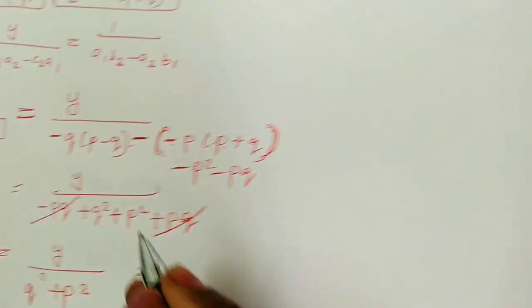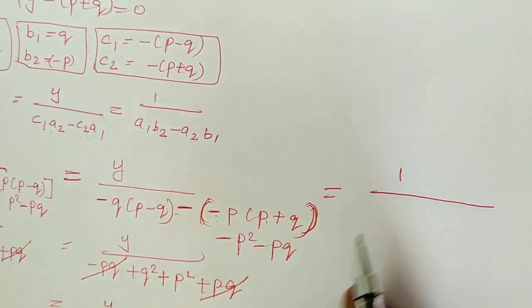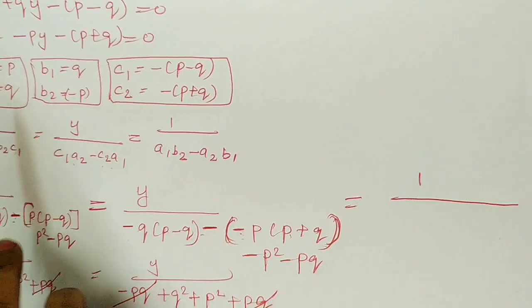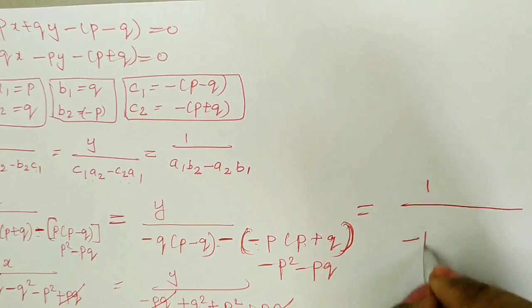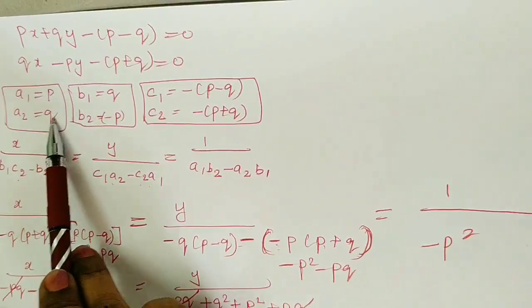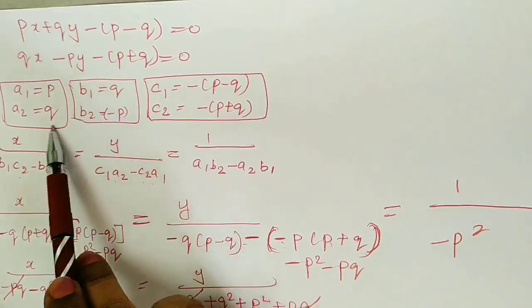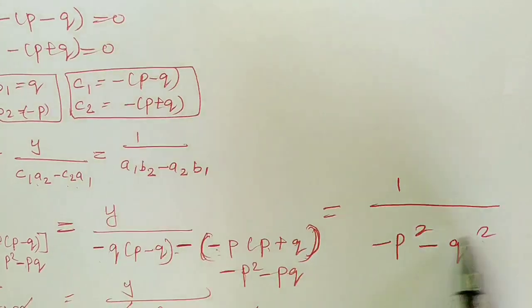Now we'll find the value for third part. Third part is 1 by. What's the value? 1 by A1 into B2. A1 is here, B2 is here. If you multiply, you will get minus P square. What is the next term? A2 into B1. Here it is A2, B1. If you multiply, Q square. The answer is minus Q square because in the formula we have minus.